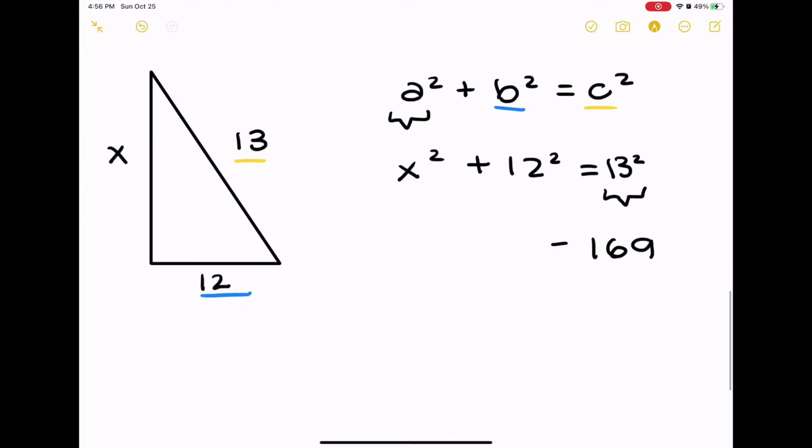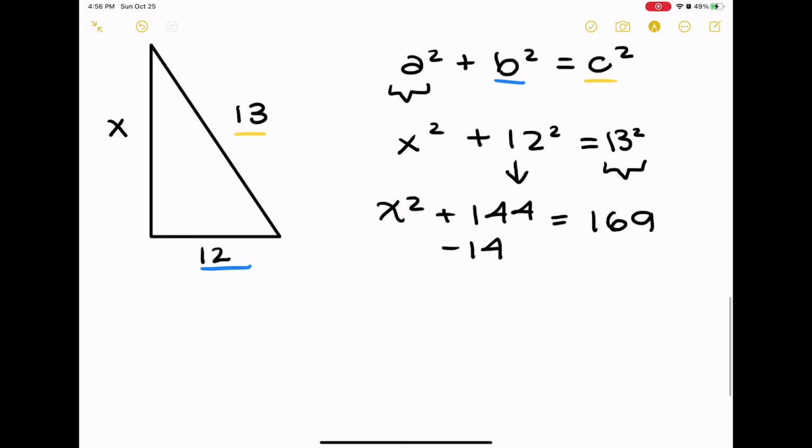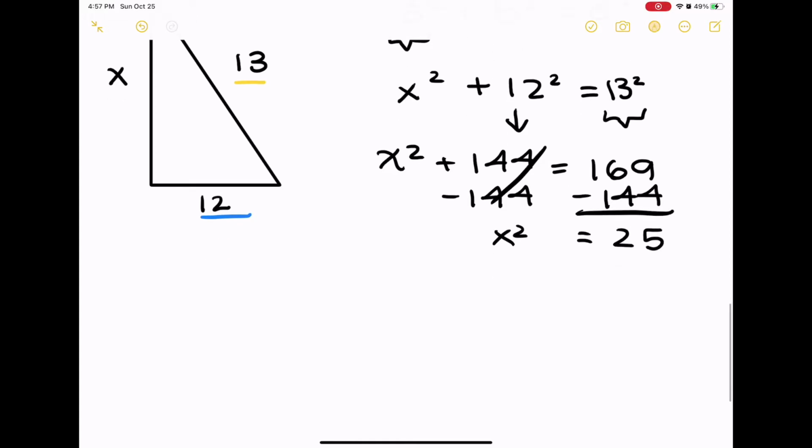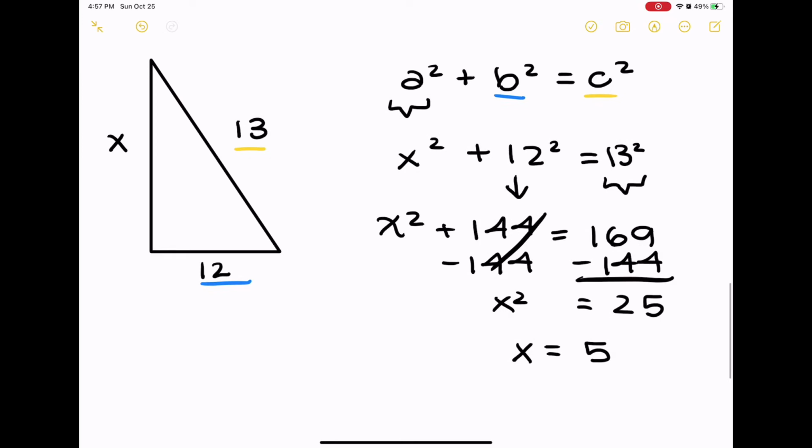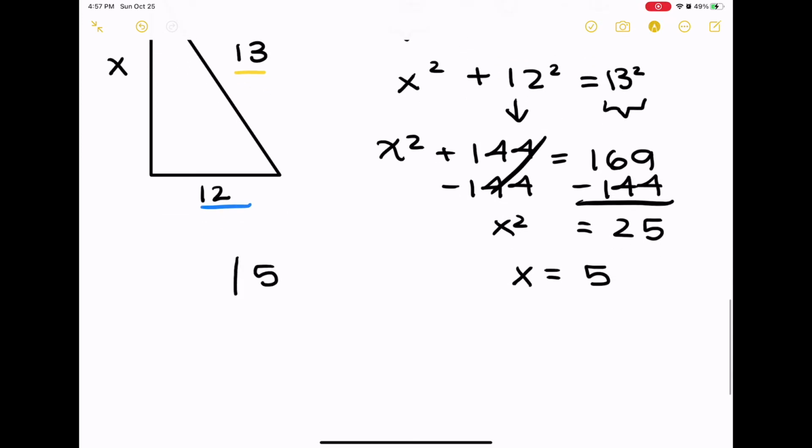So 13 squared is 169, and then we have x squared plus 144. And if we solve this like a normal equation, we subtract 144 from both sides to isolate the variable, we get 25 is equal to x squared. What squared is equal to 25? 5. So we know that missing side is 5.